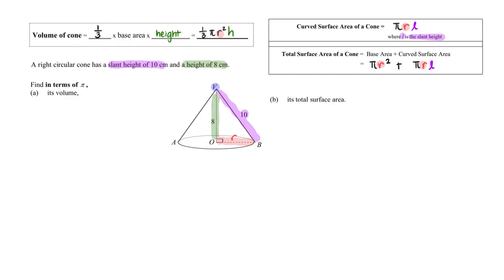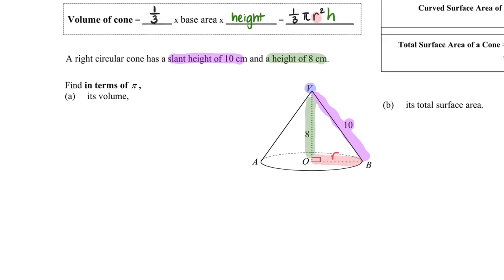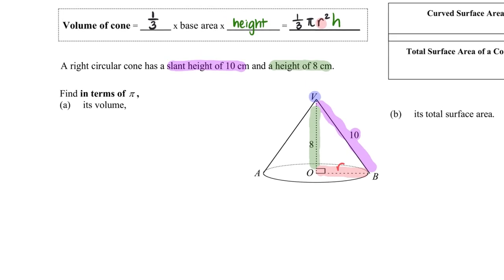Okay, so by Pythagoras theorem, let's focus on here first. I need to find r for both. So my r square plus my 8 square is equal to my hypotenuse square. This is Pythagoras theorem. That's my r, that's my 8, and that's my 10.